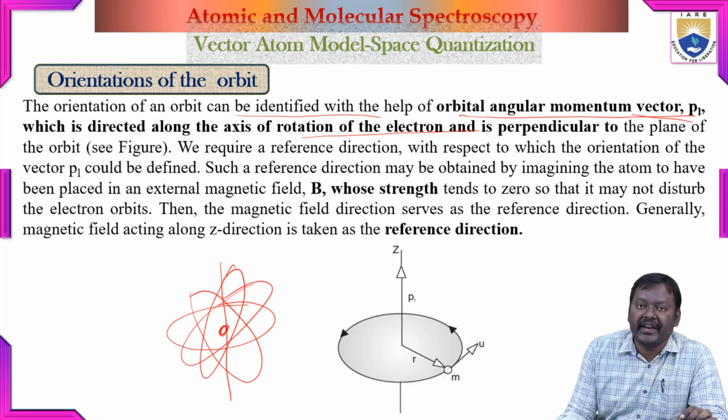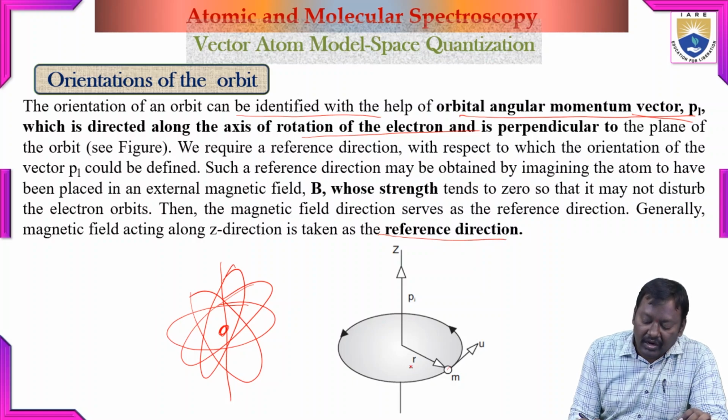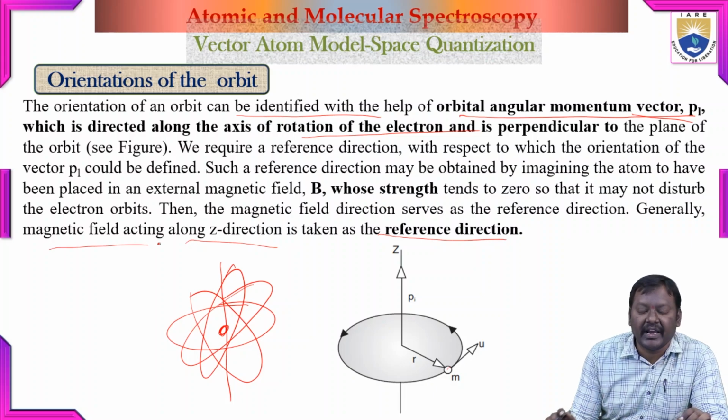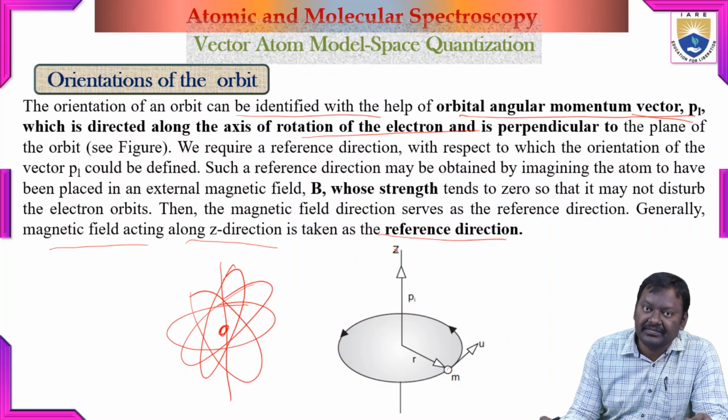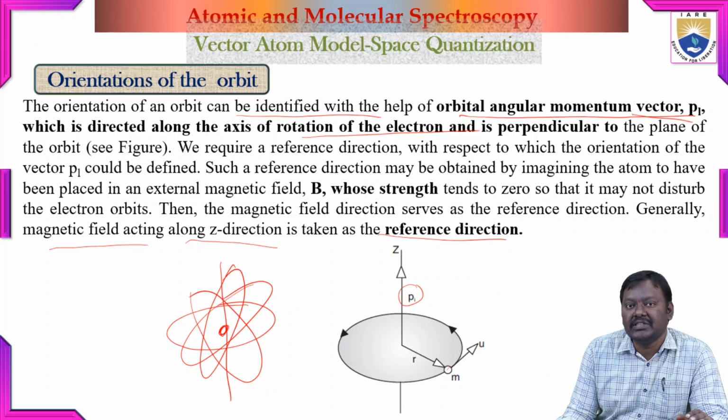So to represent these directions or orientations of orbits, there could be several orientations of orbits for the electron. All these orientations can be identified by taking a reference direction which is along the z direction. Maybe you can consider a magnetic field acting along the z direction. If the magnetic field is along the z direction, here the angular momentum vector PL is also taken with respect to the magnetic field direction z. So by taking the orbital angular momentum vector PL, we can represent the orientation of the particular orbit in which the electron is revolving.